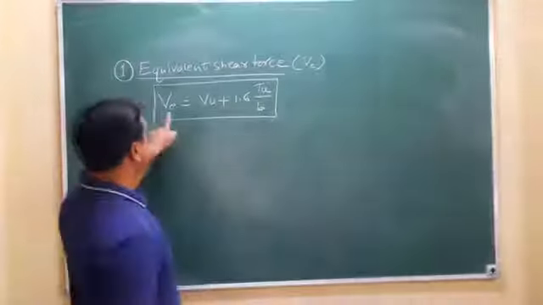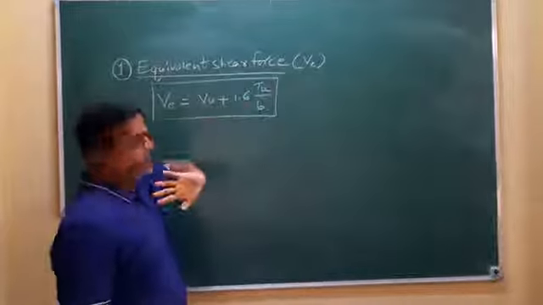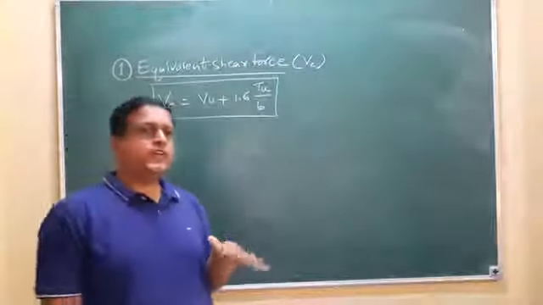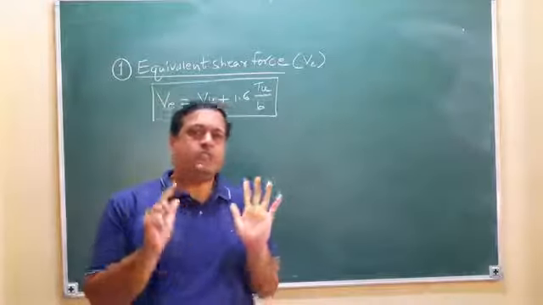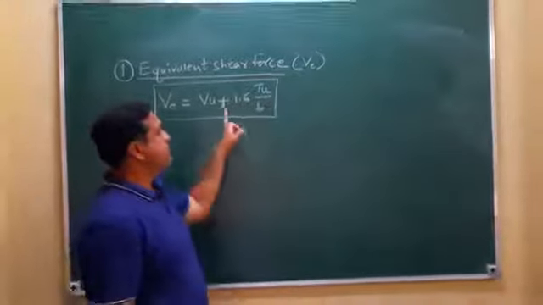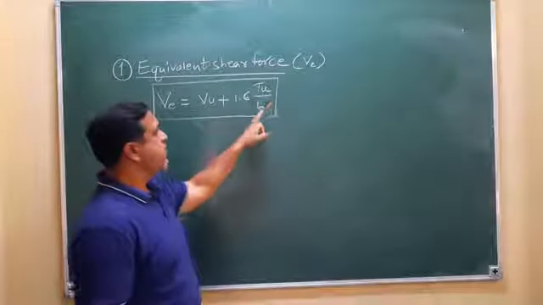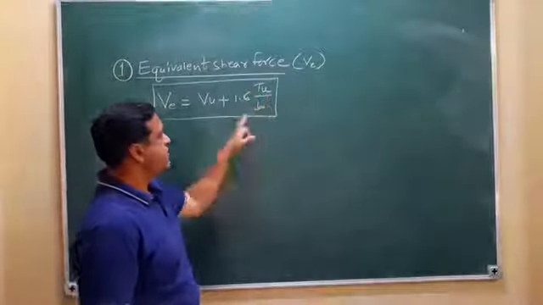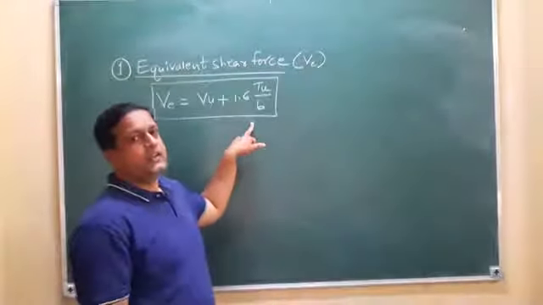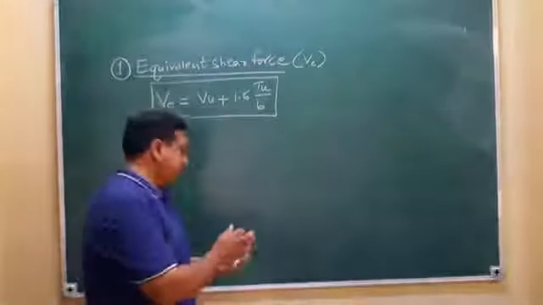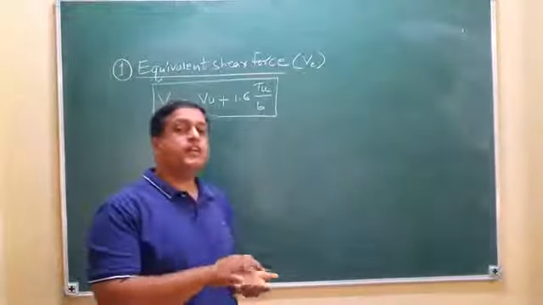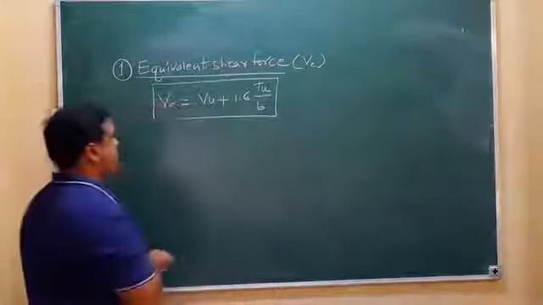So what is the VE? VE is the equivalent shear force. What is the VU? VU is the shear force developed due to the normal effect without torsional moment. And this 1.6 TU upon B is the amount of extra shear force developed due to the effect of torsion. That means if you add both these things, you get the equivalent shear force.